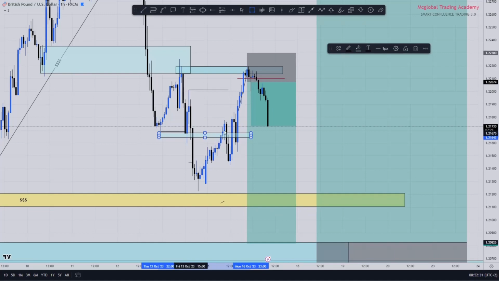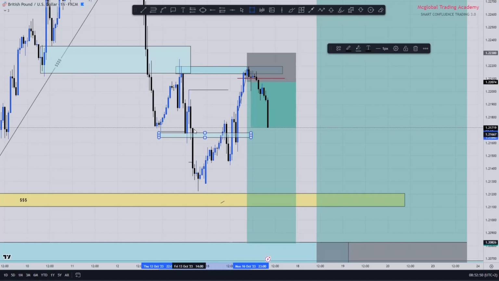Support has been broken, support has been broken. Let's sell! They sold here. They sold here. Taken out. It broke again. They sold. Taken out. So imagine how many times people were taken out yesterday. Support, support has been broken.